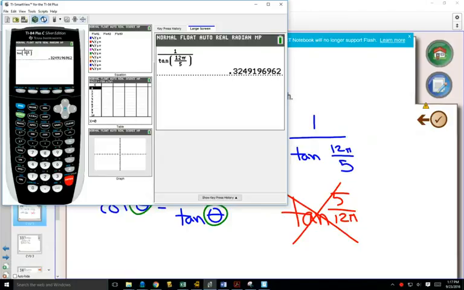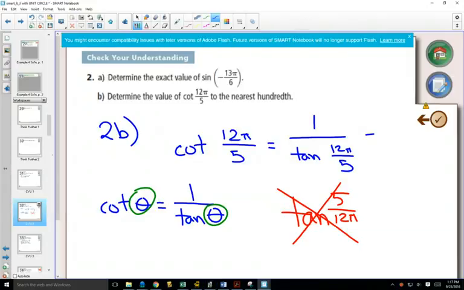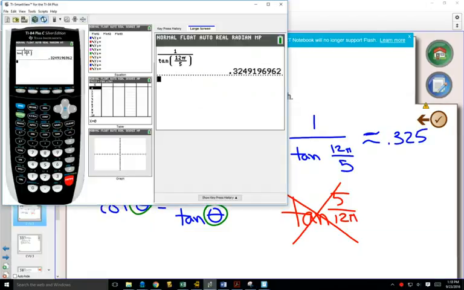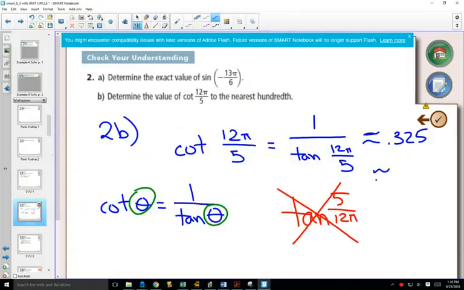3.249. Yeah, yeah, 0.3. It must be Friday, eh? I can't even say numbers in the right order. Did this question say? It said to the hundredth, so that should be decimal 3. Okay, I'm going to check it again.